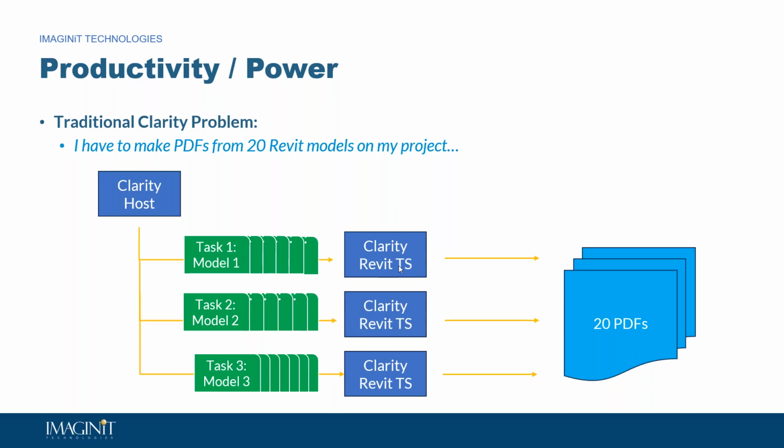And if you've got 1 or 2 or 3 task servers that are set up to do that work, that work's going to be load balanced between those 3. So the tasks get broken up by model, and the work gets done, and it all happens in the background. So that's Clarity, and that's how it's done things traditionally.